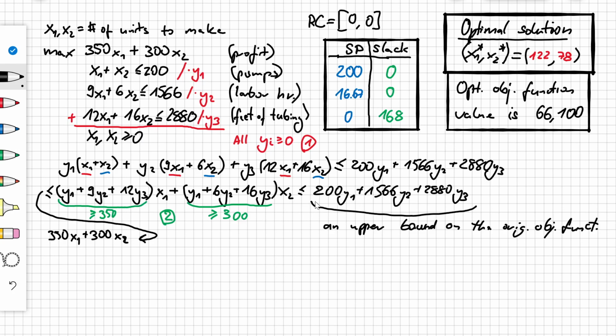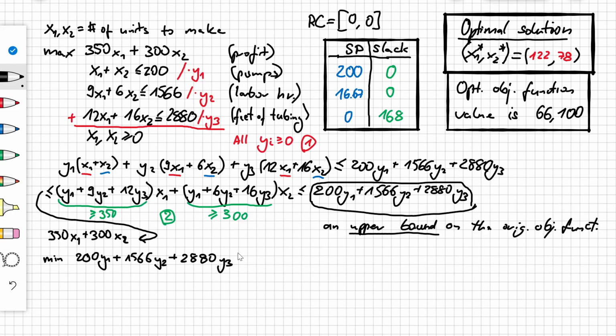So what I'm going to do is take this upper bound value and put it as an objective of a new model. So I'm going to say minimize 200 y1 plus 1566 y2 plus 2880 y3. So this is some kind of new objective, but it's minimization. The original one was maximization. And I said this is going to be an upper bound on the original objective function value.